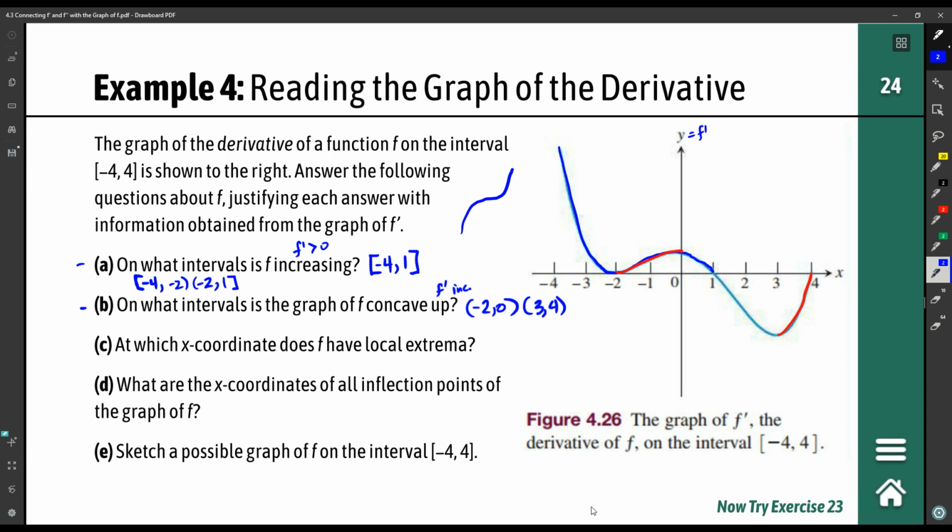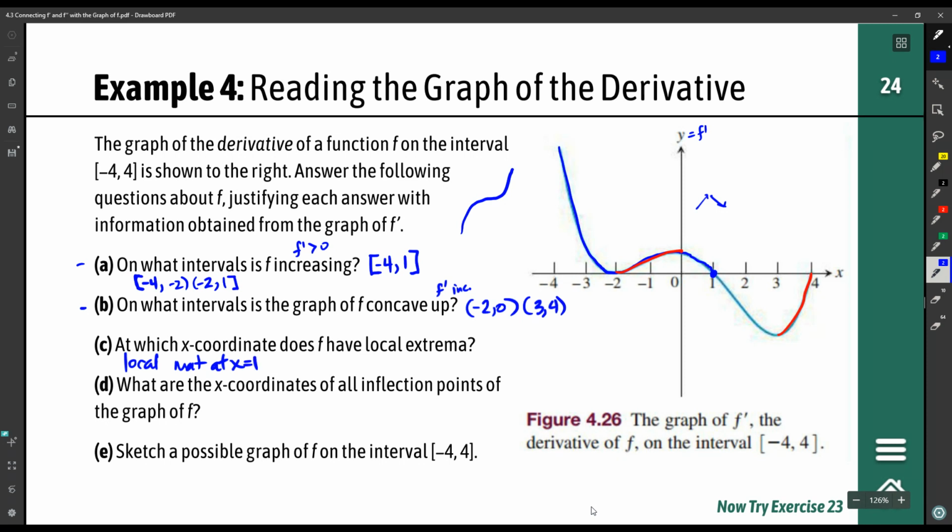At which x coordinate does f have local extrema? By the first derivative test, we know we're looking for places where the derivative changes from positive to negative, and this is a graph of the derivative. So I'm noticing then at x value 1, the function's derivative changes from positive to negative, meaning that f, the original function, would change from increasing to decreasing at that point. So we have a local maximum there. I'm going to give that as part of my answer. A local max at x equals 1.